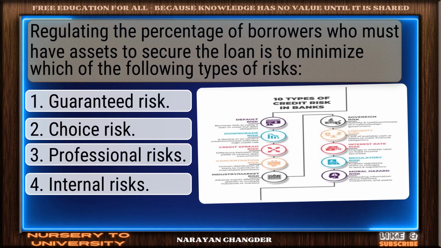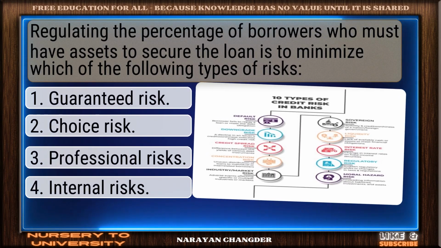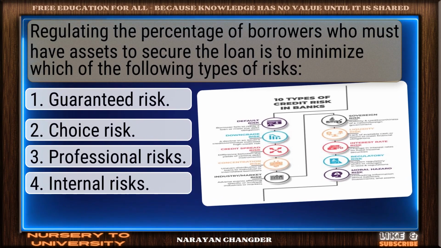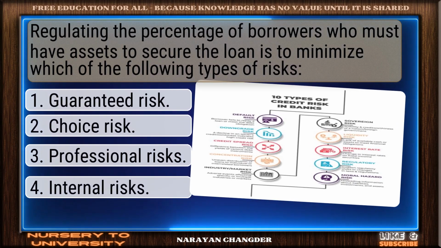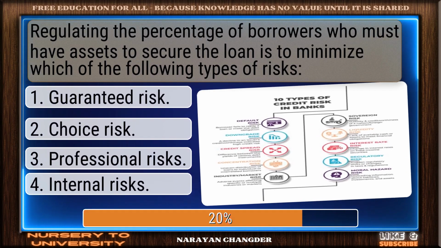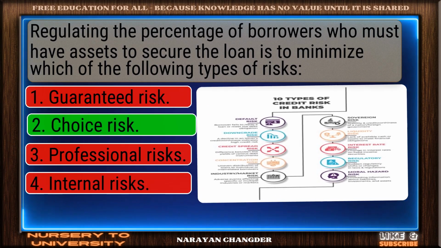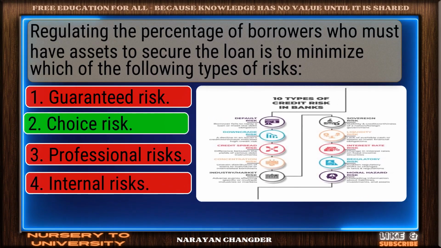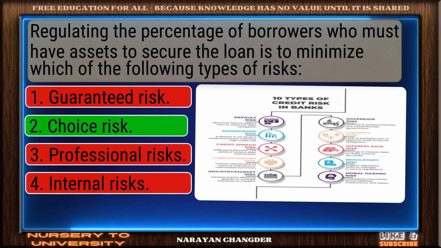Regulating the percentage of borrowers who must have assets to secure the loan is to minimize which of the following types of risks? Strong choice. Choice risk is the right answer.